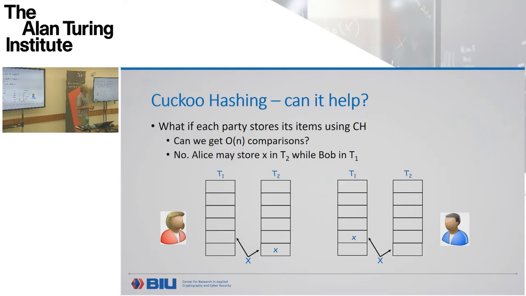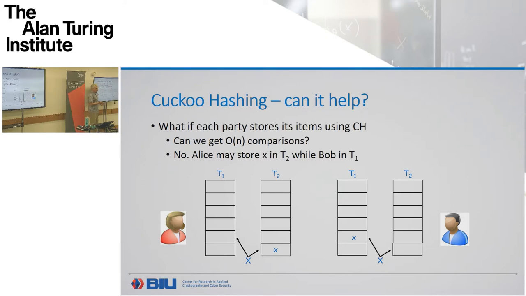Okay, so can Cuckoo hashing help us? The problem was that we had to pad the bins to have about log n items, okay? So if Alice and Bob use Cuckoo hashing, that's great, because Alice maps her items to these two tables, so she will only have one item in each bin, and Bob will have one item in each bin. So we can compare two bins with just one comparison. The problem is that Alice might decide to put x in table T2, and Bob might decide to put x in table T1. So therefore, they won't be able to compare it.